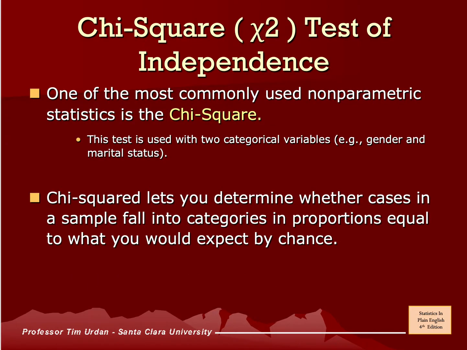So the chi-square test for independence is one of the most commonly used ones, and it's really the only one we're going to study in depth. This test is used with two categorical variables, so two categories: small, medium, large, gender, marital status, eye color, hair color, those things that are categories. And it lets you determine whether cases in a sample fall into categories that are proportions equal to what I would expect by chance. So that's basically the workaround to the assumption for the normal distribution: we're assuming the proportions would be equal to a random situation.